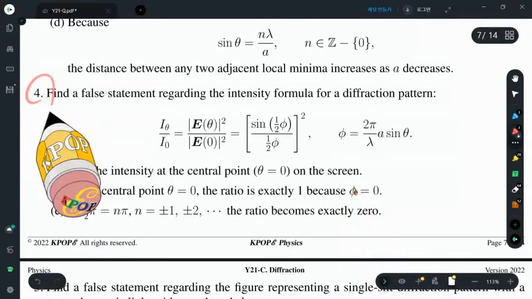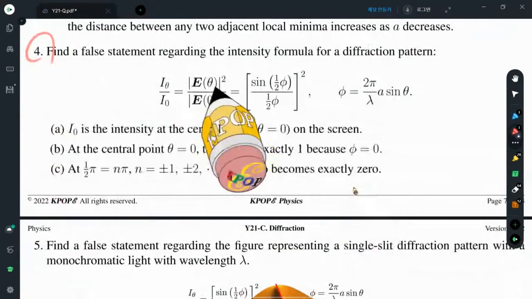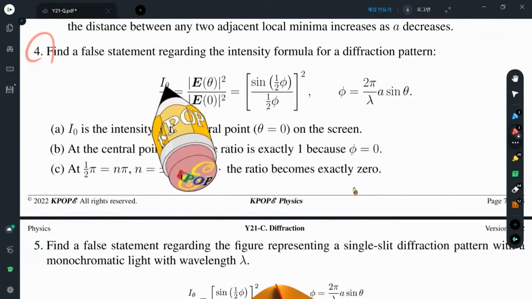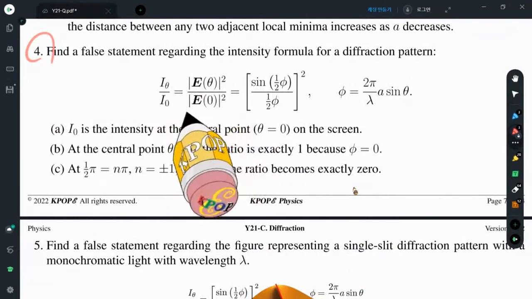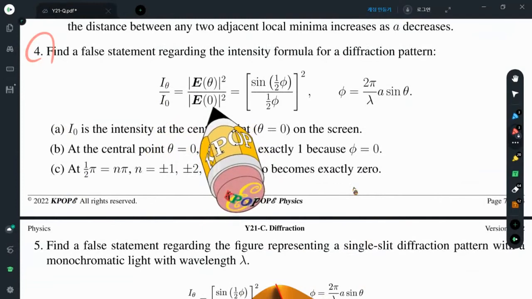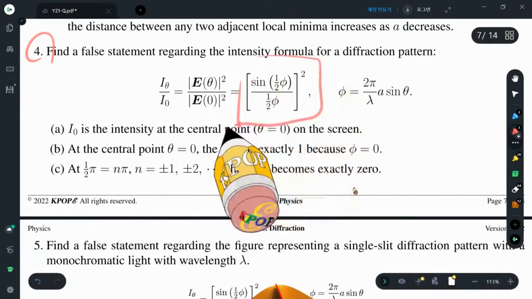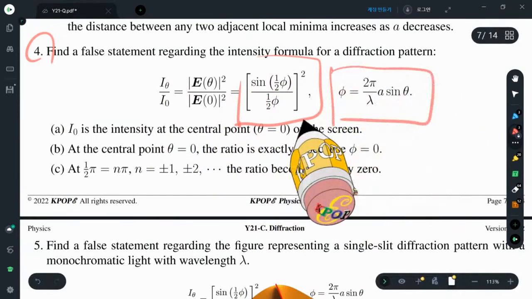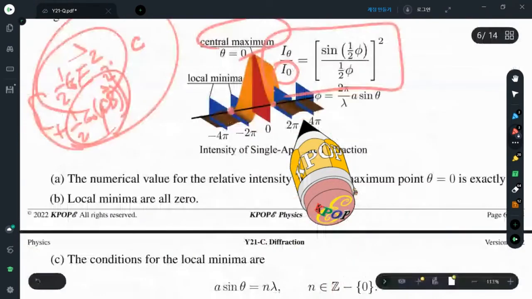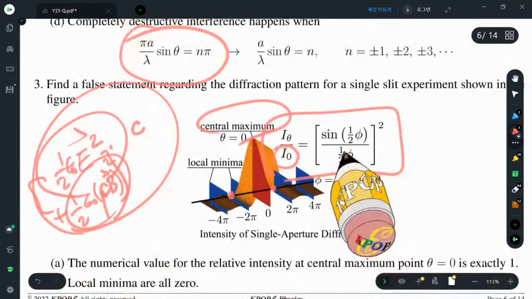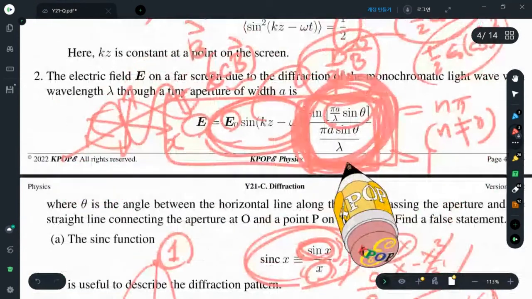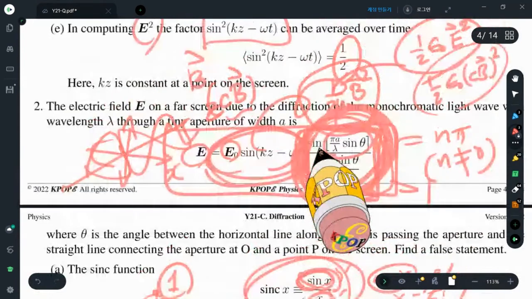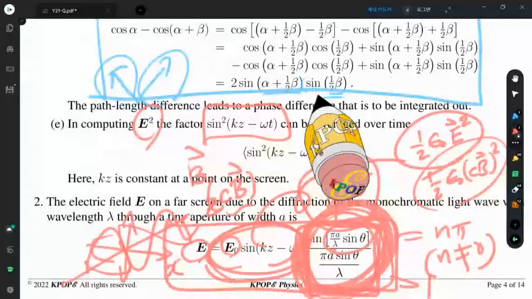So let us consider number 4. The electric field squared is proportional to the intensity. And if I divide this by the value evaluated at theta equals 0, we end up with this expression, where phi is like that. We keep having 1/2. That 1/2, so it's not 2 pi, but pi. The source of that 1/2 is this term.